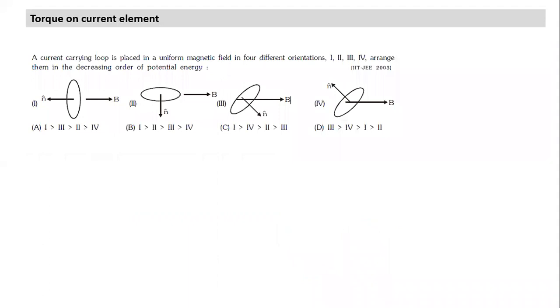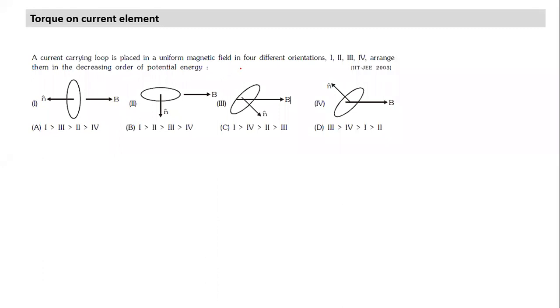So let's look at a very simple question. What is given here? In this case, a current carrying loop is placed in a uniform magnetic field with 4 different orientations. So what we understand, the potential energy of a dipole placed in a uniform magnetic field depends on its orientation, the angle it makes with the magnetic field vector. So 4 arrangements are shown. We have to arrange them in decreasing order of potential energy.